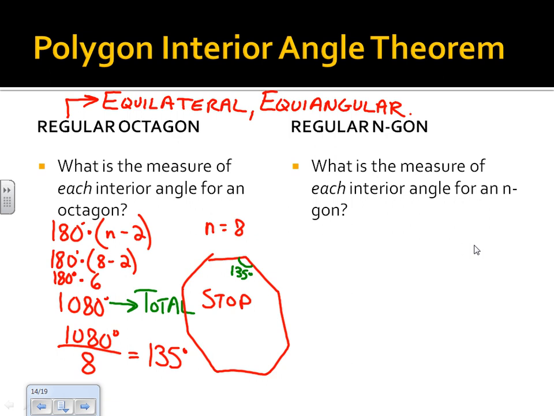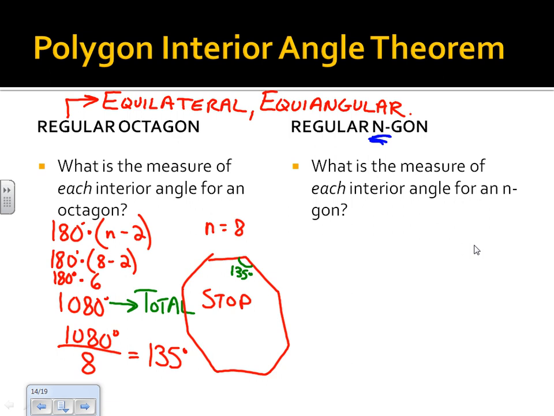The next thing I want to do is talk about how we can find a formula. So instead of an octagon, I want a regular n-gon. So let's say I don't know how many sides. Well, what did I do over there? What was my first step? Find out what n is. But we don't know what n is, right?